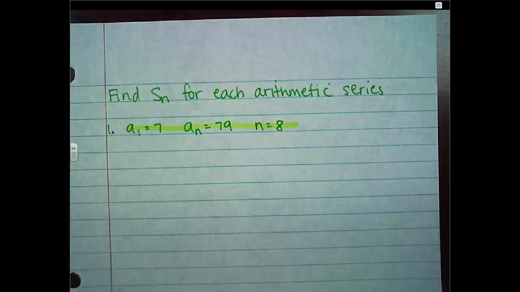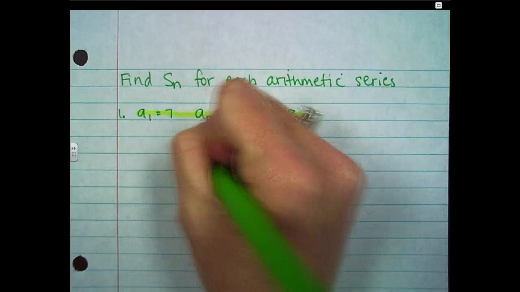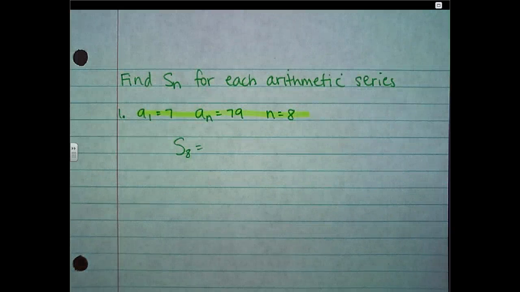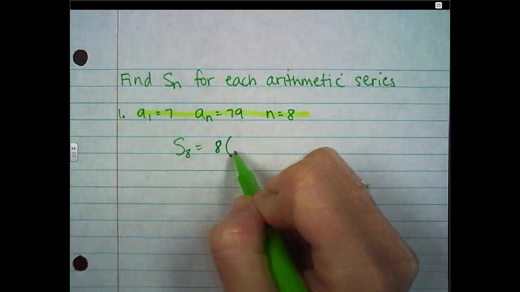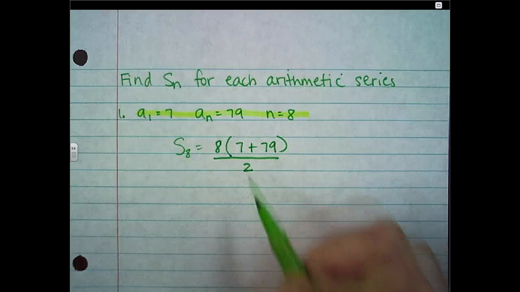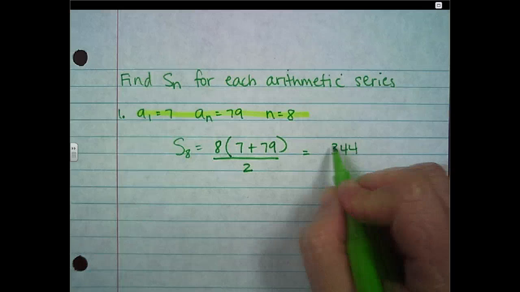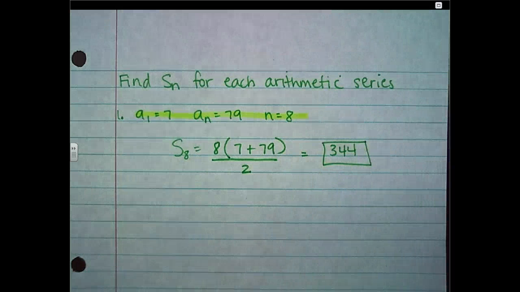So to find the sum, the formula says the sum of 8 terms equals, and you can look if you need to, you take 8 times your first term plus your last term, and then you divide it by 2. So if you do the calculator, you should get 344, right? You got it? Okay, good.